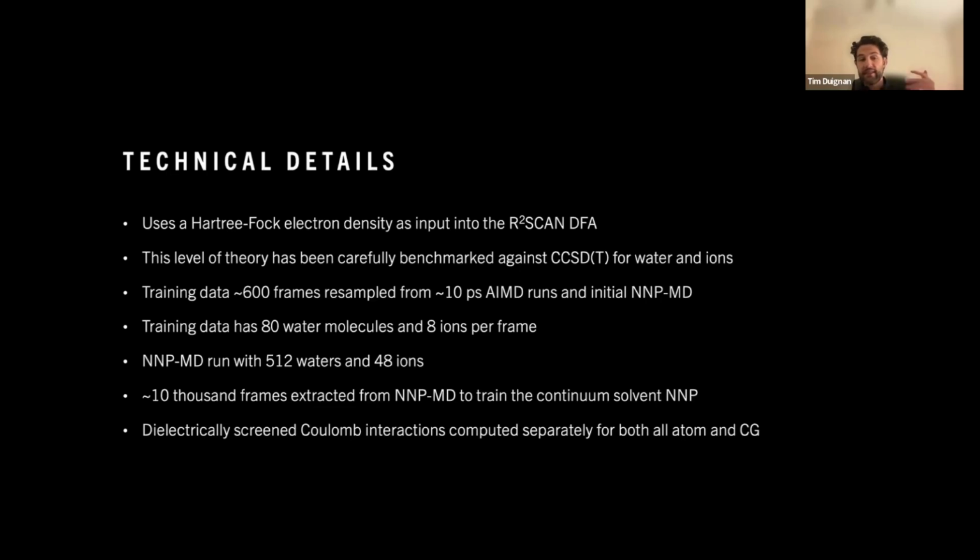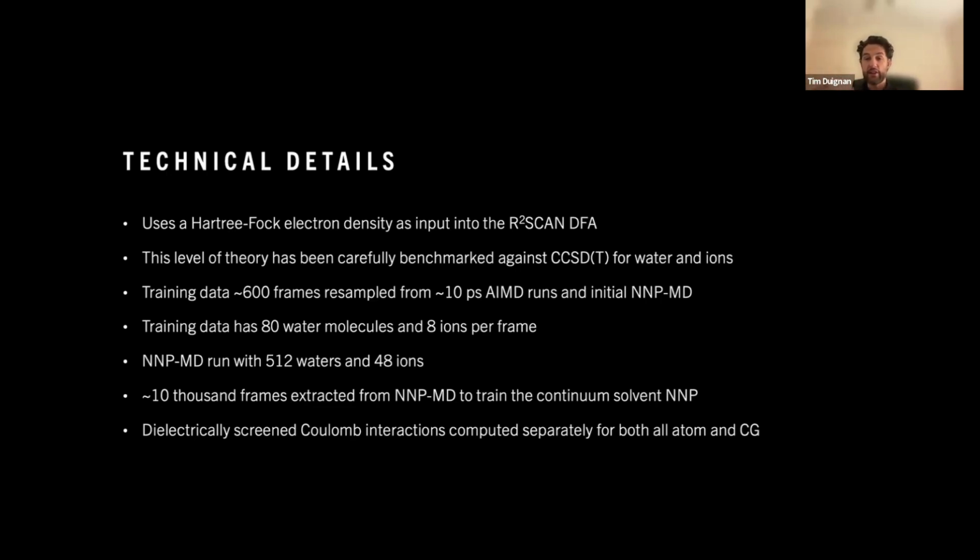So we take around 600 frames as the total training data for the all-atom neural network potential. Again, from around 10 picoseconds of the ab initio run and an initial resampling of the neural network potential run. We've got about 80 water molecules in the initial ab initio MD. And then the neural network potential is much bigger, 500 water molecules with around 50 ions. And then we take on the order of 10,000 frames from that neural network potential MD to train the continuum solvent model.